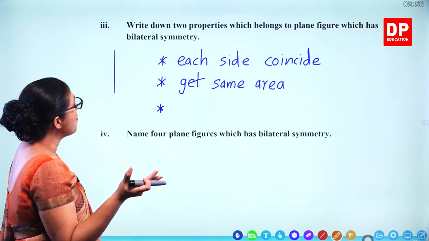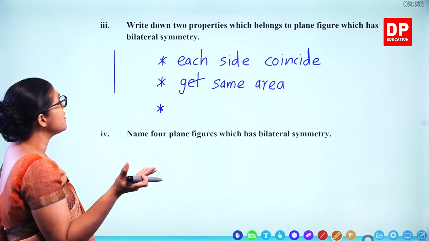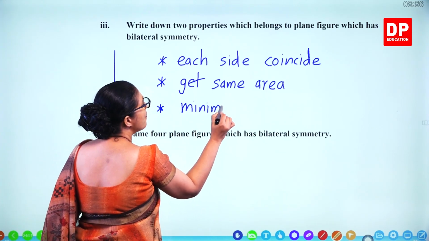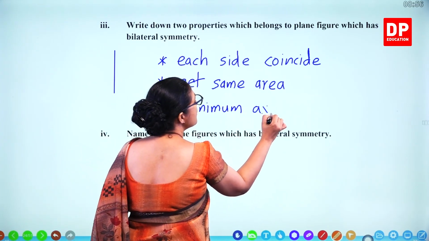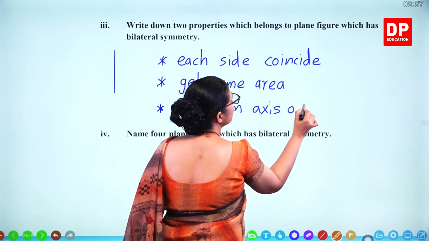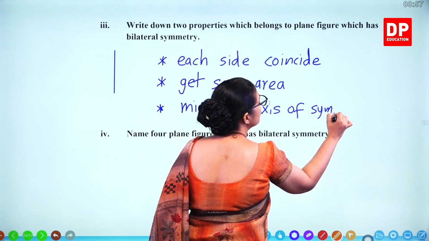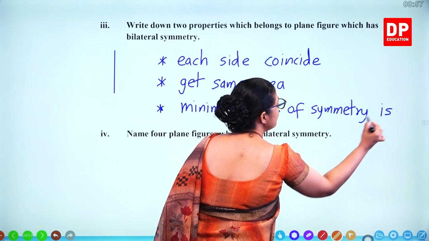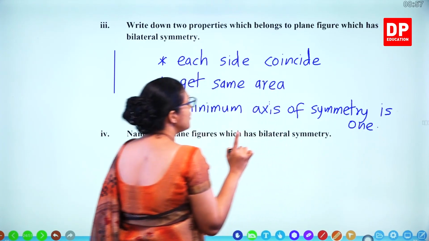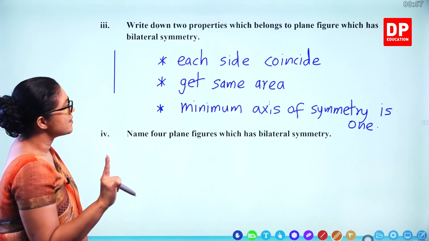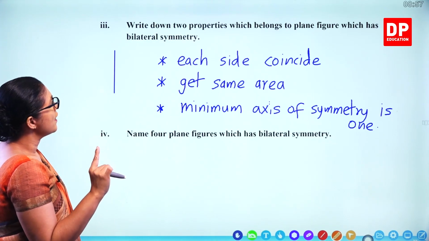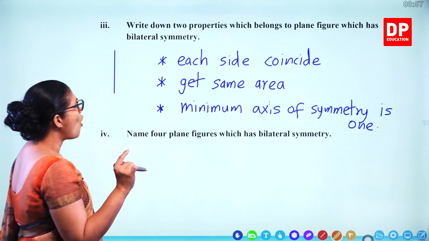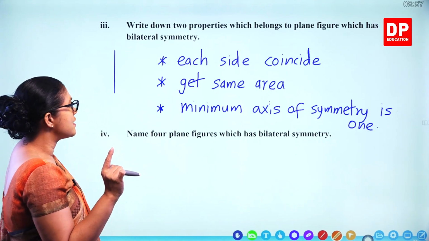And what is the minimum number of axes of symmetry? For bilateral symmetry, the minimum axis of symmetry is 1. So you can write minimum axis of symmetry 1. So you get the same area and each side coincides. Then name 4 plane figures which have bilateral symmetry.